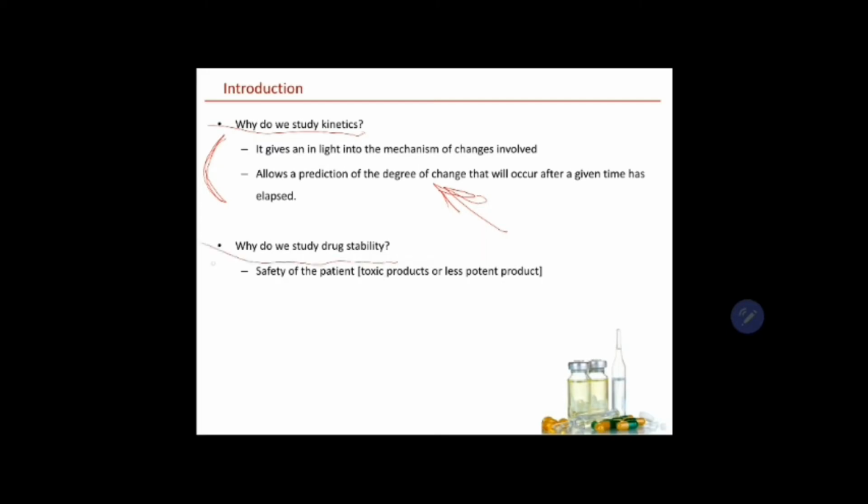So why do we study drug stability? Because it's important for the final consumer of the product. We have the obligation to give safe products to the patients. So a stable drug means a safe drug. We don't want to give a drug that has a low effect to the patient, or the drug has been degraded or has changed to other chemicals or to toxic products.